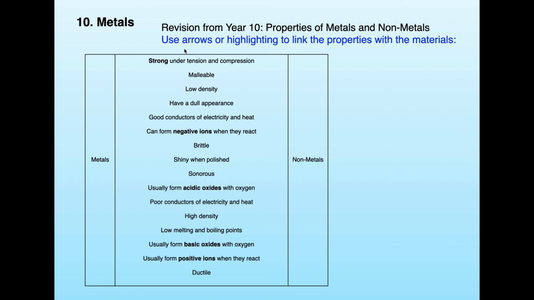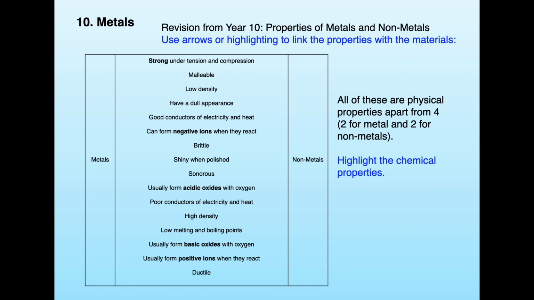Okay, so you can use arrows or highlighting to link the properties listed here with either metals or non-metals. For example, strong under tension and compression, well, you would say that was metals. Malleable, metals. Low density, non-metals, etc. Stop me now and work through the list. Right, we're back.